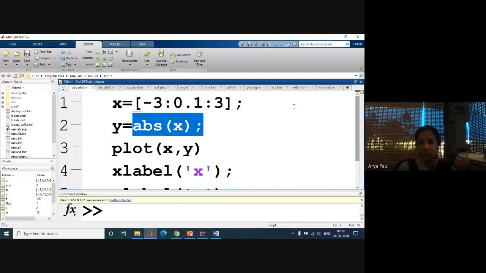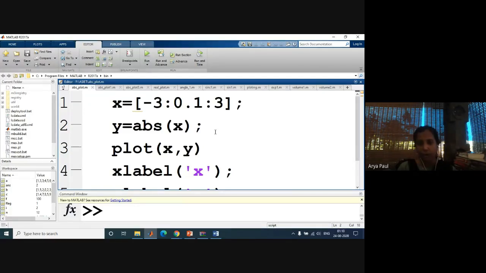You put a semicolon for all these statements. Why are you putting a semicolon? You don't want the result to be displayed on the command window. If you don't want the result displayed, you put a semicolon. Otherwise, no need to put a semicolon. If you want the output displayed on the command window, you need not put a semicolon.